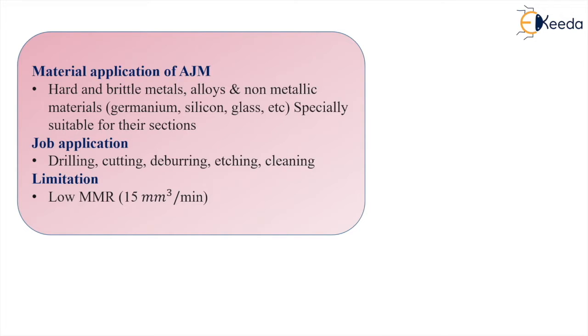Let us see the material applications of abrasive jet machining. Hard and brittle materials can be machined with this AJM. Alloys and non-metallic materials like germanium, silicon, glass, etc. can be machined. What are the job applications of AJM? We can do drilling, cutting, deburring, etching or cleaning of the workpieces. And the limitation of this process is a very low material removal rate, around 15 mm³ per minute.